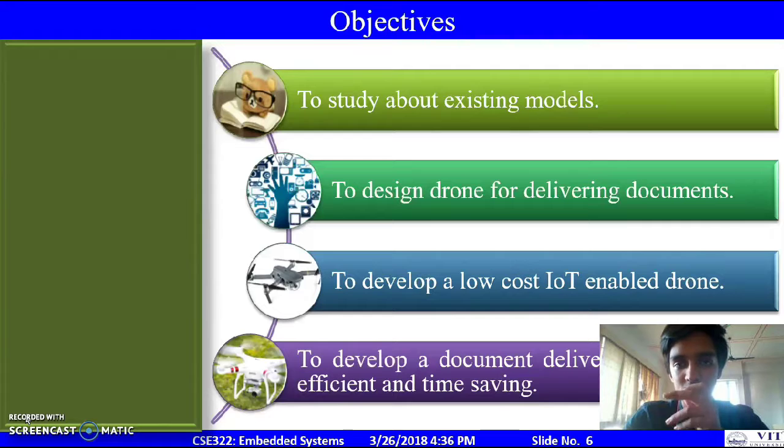First, we will study the existing models and try to compare which procedures are best to be incorporated into ours. Then we will begin designing the drone and finalizing the components that are required to develop the drone. Then we will begin the actual development of the low-cost IoT-enabled drone by integrating the IoT features and making it self-stabilizing. After that, we will add the document delivery concept to it, which will make it more efficient and time-saving.